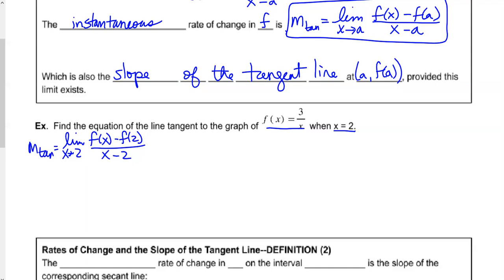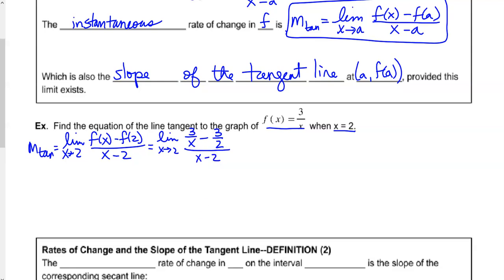So that's where I'm starting from, this guy right here. Now, at this point, I'm going to plug in things that I know. So I'm going to keep my limit as x approaches 2. Don't be lazy and drop that. f of x is equivalent to 3 over x. So I do 3 over x minus f of 2. If I take 2 and plug it into my function right here in the denominator, I get 3/2 as that number. And I'm going to divide that all by x minus 2.